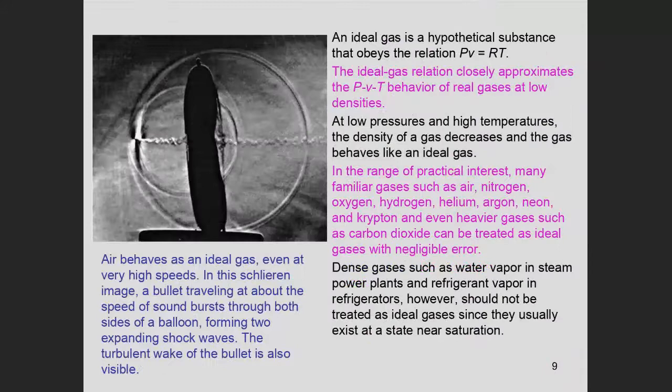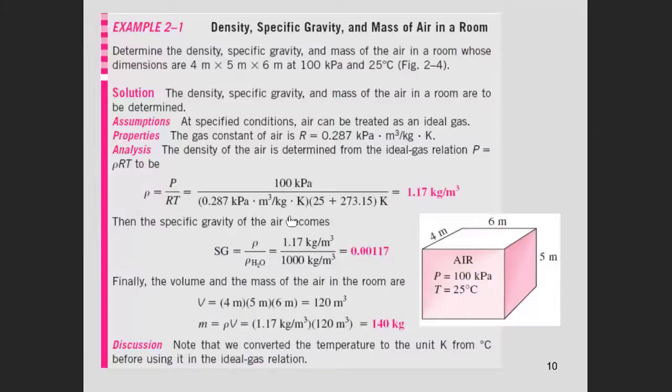Let us move on. So here he is talking about the gas equation PV equals RT, and other information we are not very much interested in. This is a simple example, which is the relation between mass, density, and volume. He says determine the density, specific gravity, and mass of air in a room whose dimension is 4 by 5 by 6. So he gave you the volume in meter cube. He gave you the pressure as 100 and the temperature as 25. He wants the density.